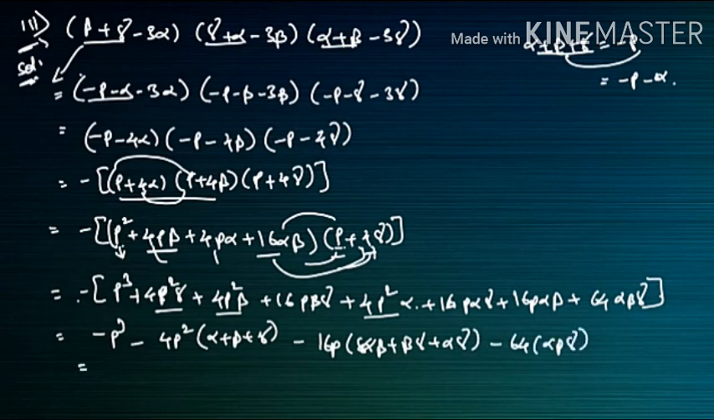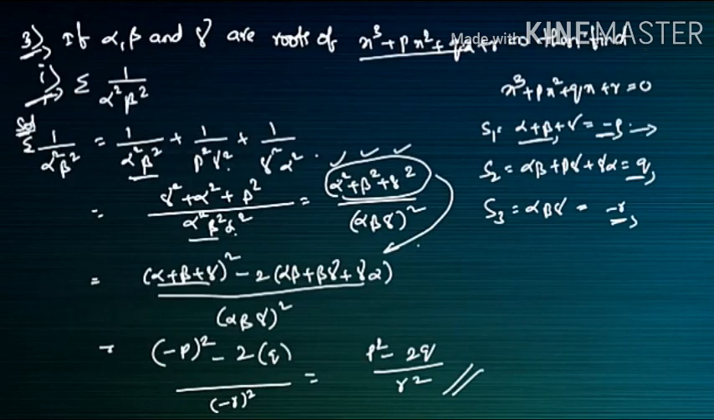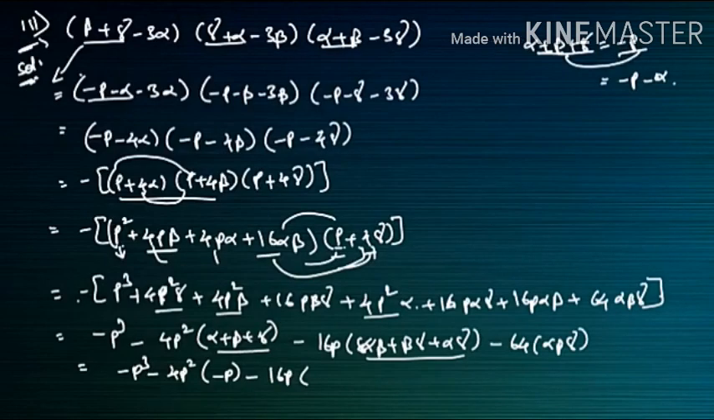In this I will substitute the values. It will become minus p cube minus 4p square into alpha beta minus p, so minus p will come here, minus 16p into, so this total is equal to what we got here, q. Alpha beta gamma is equal to q here, and here minus 64 into, so what we have got is minus r, alpha beta gamma is equal to minus r, so this will come.